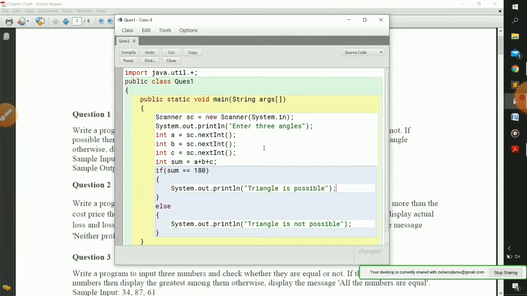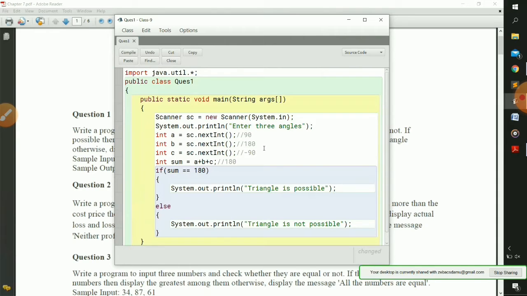Now one thing more you should focus on here is that we have taken three numbers a, b and c, and the sum should be equal to 180 degrees. Let us suppose a situation in which the value of a we have defined as 90, the value of b as 180 degrees, and the value of c let us define as minus 90. Then if you find out the sum, obviously the sum would be 180, right?